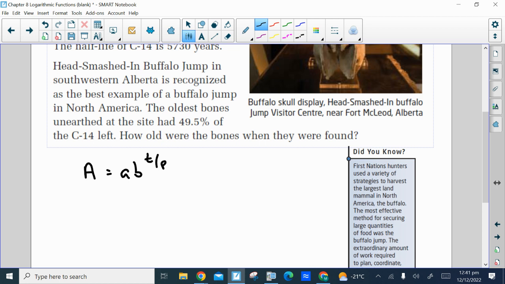In this case, P would be 5,730 years. That's how long it takes for the amount of carbon-14 to decay to half of what it was. Okay? So again, A is the initial amount.